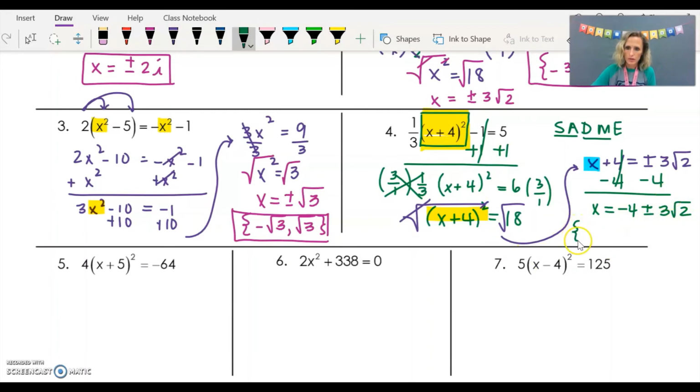The two answers would be negative 4 minus 3 radical 2 and negative 4 plus 3 radical 2. So the negative 4 will go in front of the plus or minus when we move it across the equal sign. And that's a little bit tricky. That trips students up sometimes.